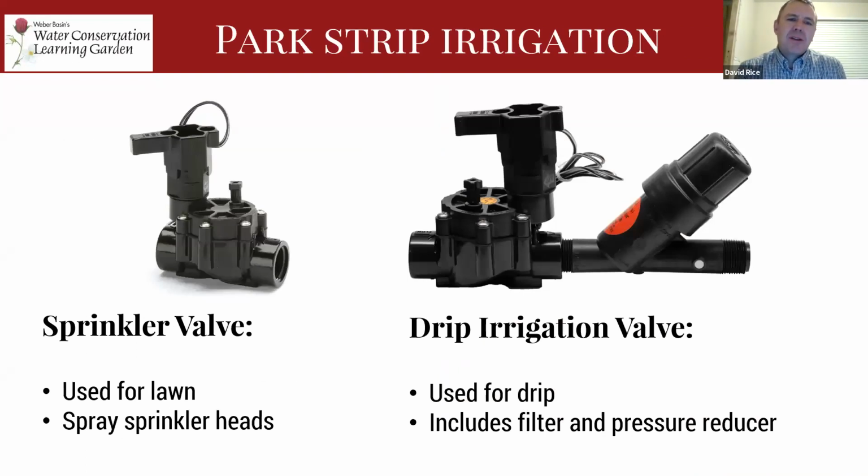All right, so sprinkler valve, you probably already know what that is. It's used for lawn and drip. Spray heads, drip heads, the same type of valves are used. The only difference when you're using drip irrigation is that it usually includes a filter and a pressure regulator, a reducer. What that's doing is any debris that would potentially get stuck in the small emitter outputs gets stuck in the filter instead, and it's reducing the pressure. You can't operate drip irrigation on high pressure.